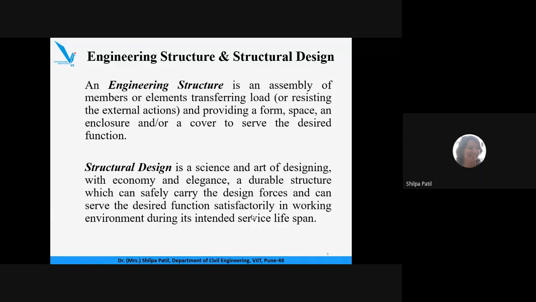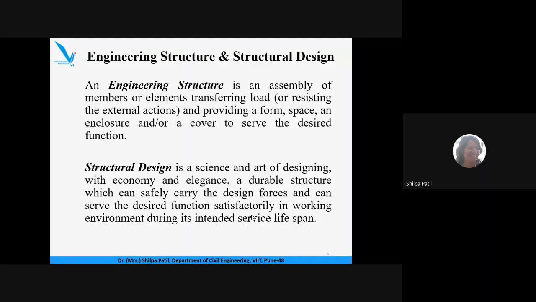For the most important structures like hospitals, college buildings, school buildings, or say nuclear power plants, all these structures are designed for a 100 years lifespan. Other buildings like residential buildings, etc., are designed for a 50 years lifespan. Certain temporary structures we also design. These are normally designed for a 5 years lifespan.